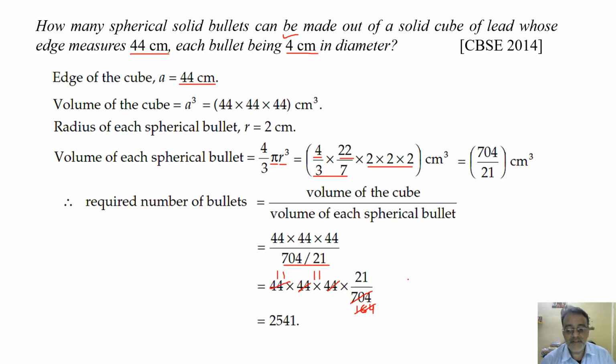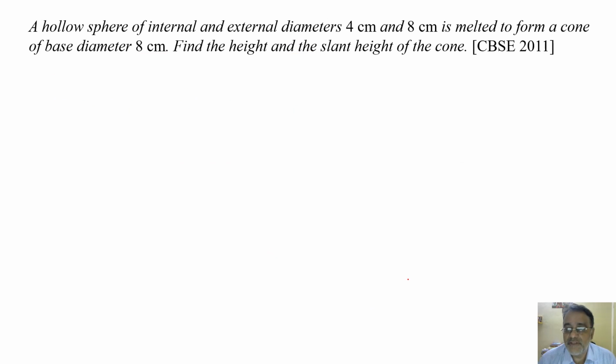Any doubt in this question? No, sir. Okay, so now we are moving toward the next question, CBSE 2011. A hollow sphere of internal and external diameters 4 centimeter and 8 centimeter is melted to form a cone of base diameter 8 centimeter. Find the height and the slant height of the cone. ठीक है.